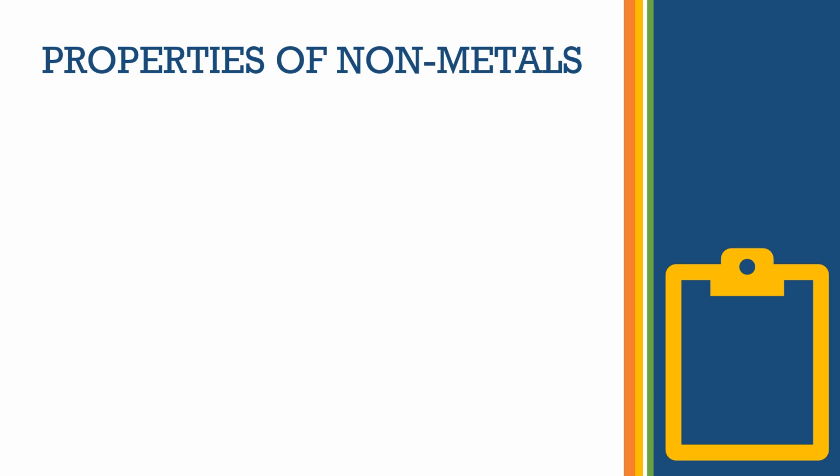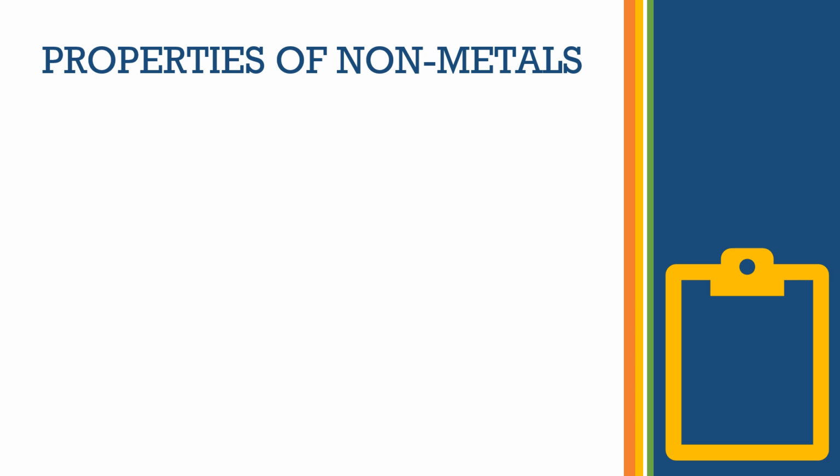Okay, so properties of non-metals. In nature, there are so many examples of metals and only a few non-metals. Which are those? Carbon, sulfur, iodine, oxygen, hydrogen. These are the examples of non-metals. They are either in solid form or in gaseous form, and there is one exception, bromine, which is in liquid form.